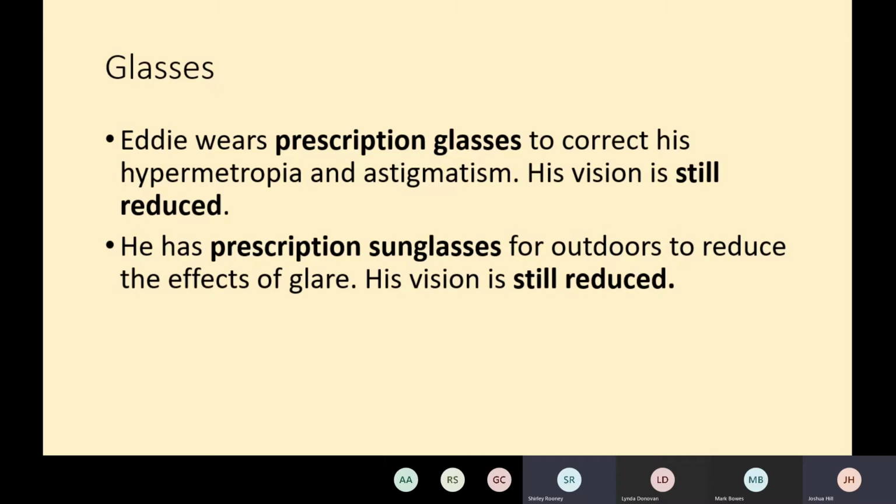Eddie has glasses. These will not correct his nystagmus or chromatopsia, but they're there to help with his hypermetropia and astigmatism. He must wear them at all times, but still his vision is reduced for any desktop tasks. And outdoors, he must wear his prescription sunglasses, which have a very dark tint, to reduce glare. His vision's still reduced, and you will see Eddie outdoors with a dark peaked cap, because this helps to reduce the overhead glare.